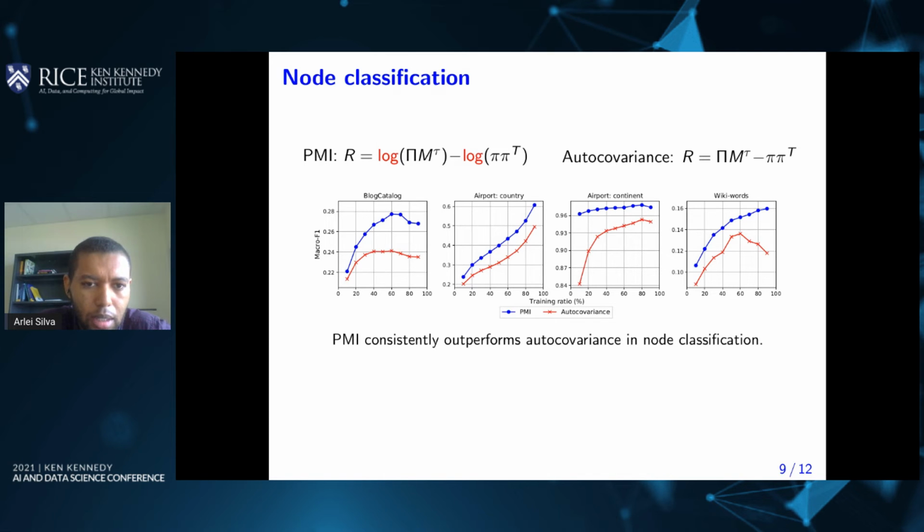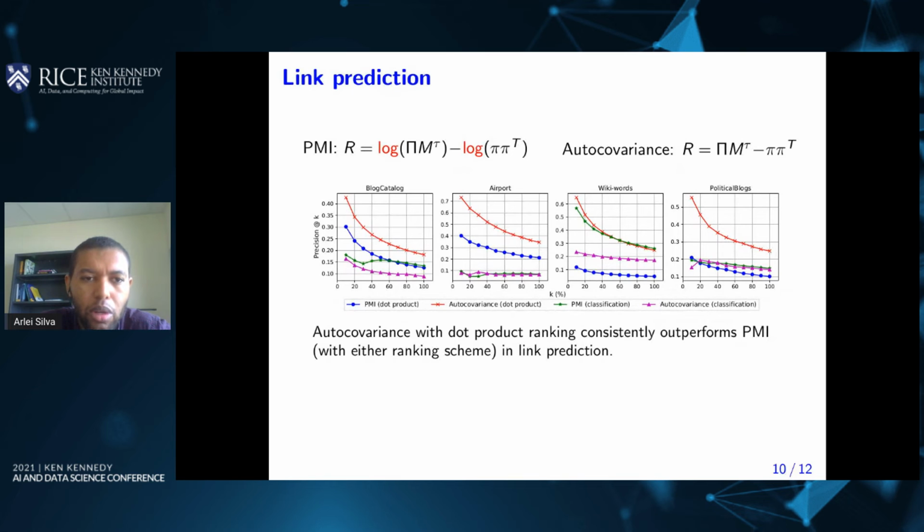And you can see that the PMI outperforms autocovariance, which was kind of expected. This is what was assumed in the literature for a long time, and that's why pointwise mutual information is so popular. What was more interesting is what happened when we applied the same approach to link prediction.